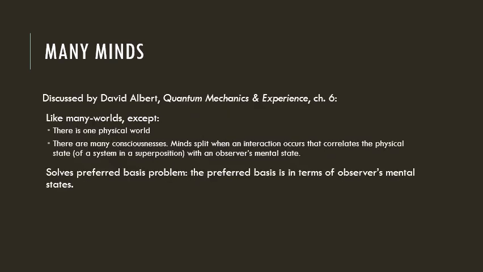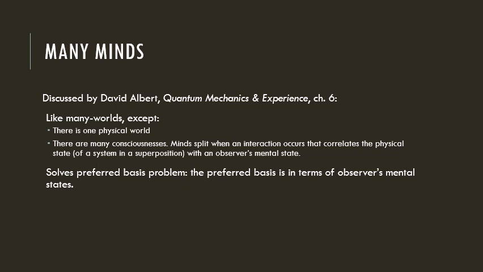And this is the third theory, the third interpretation of quantum mechanics that I was going to discuss, the so-called many minds theory. So David Albert discusses this in his book in chapter 6 after talking about the problem for the many worlds theory. The many minds interpretation is similar to the many worlds theory, except there's only one physical world in this theory, but there are many different consciousnesses. So the mind associated with a particular physical body splits whenever an interaction occurs that correlates the physical state of a system that's in a superposition with the observer's mental state.